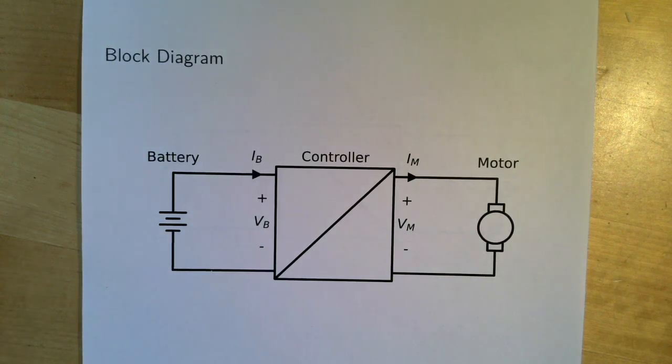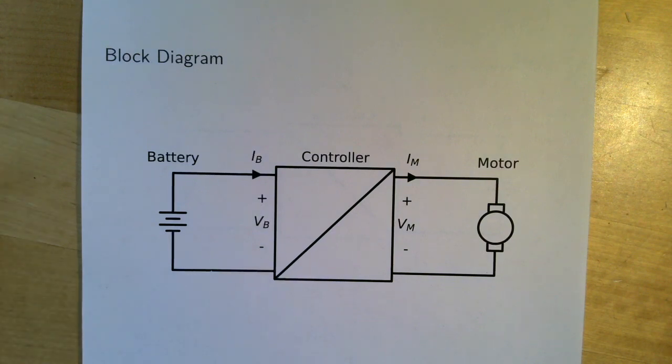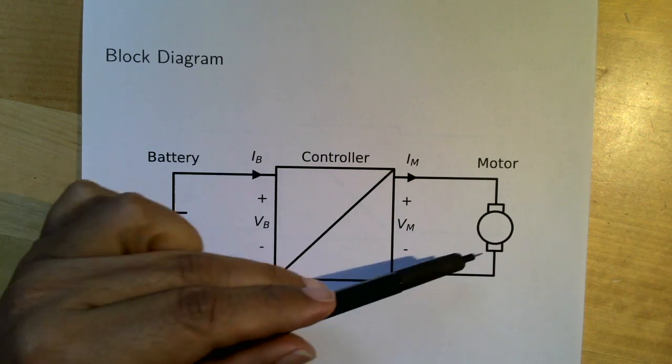A key idea for understanding the performance of an electric vehicle is the relationship between the battery current and the motor current. We can explore this relationship using a simplified model of an EV powertrain. In this model, we have a battery, a controller, and a motor.